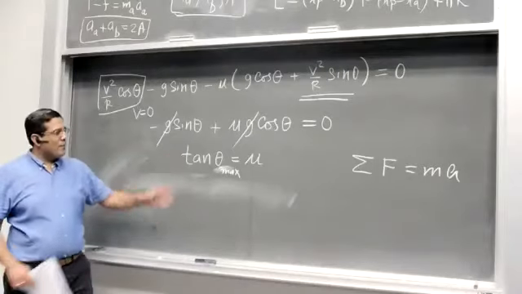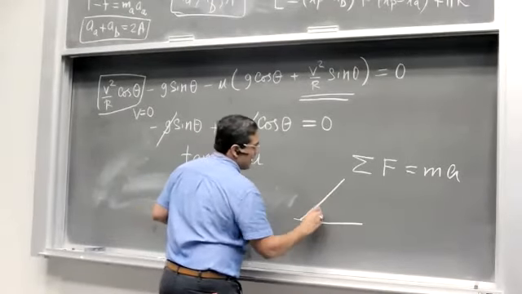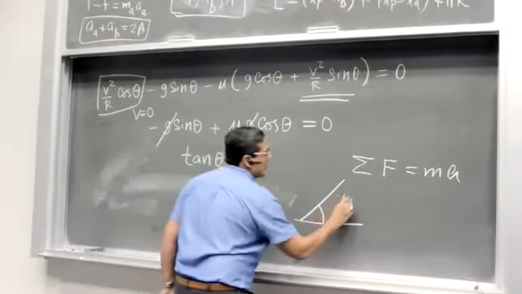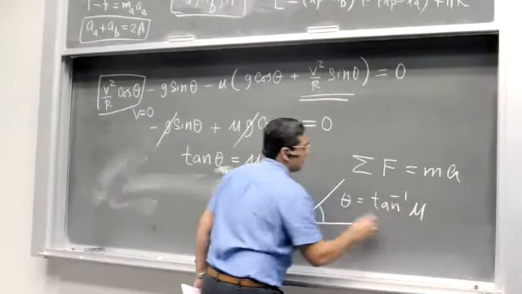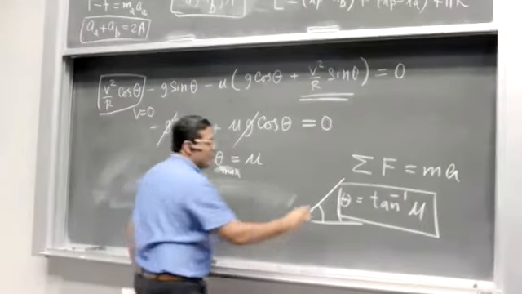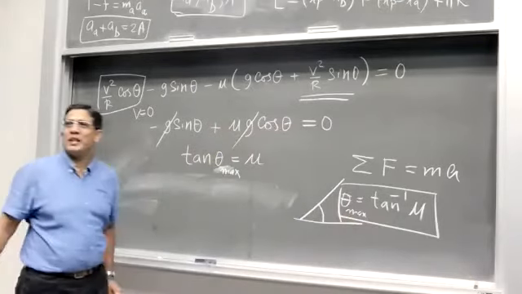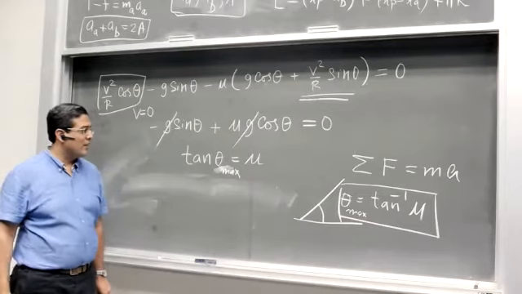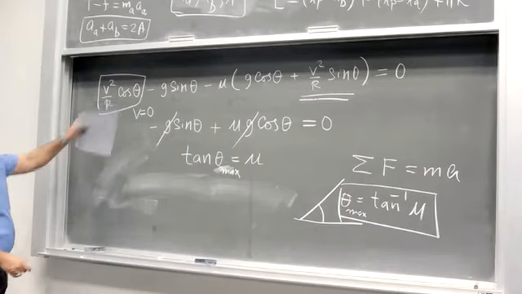So if the bank that the car is on is at angle theta, which is tangent inverse of mu, the car would not slide anyway. The car can enter the ramp with 0 speed and it would not skid down. Okay. All right, so this is the one interesting bit that you can learn from this equation.